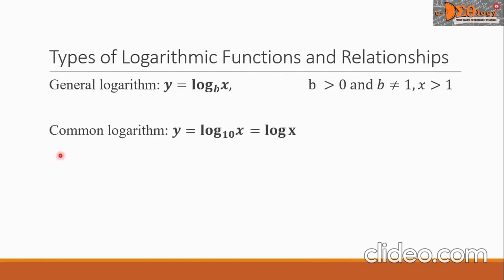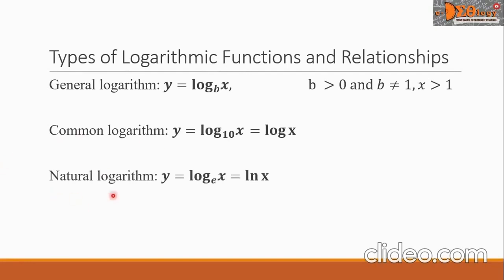The next type is the common logarithm, and this is y equals log of x to base 10. We say that this is a common logarithm when we have a base of 10. And if we have a base of 10, we can simplify the log notation into log x. So in here, the base is not written. Every time we see a log without any base, that is understood to be base 10, and we call this common logarithm.